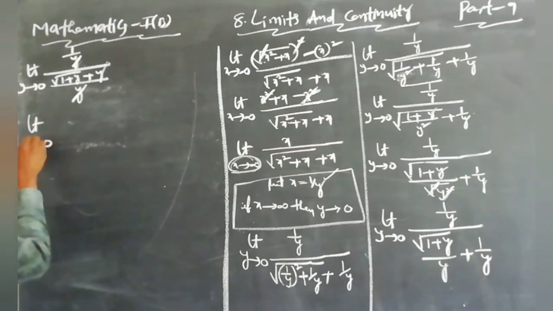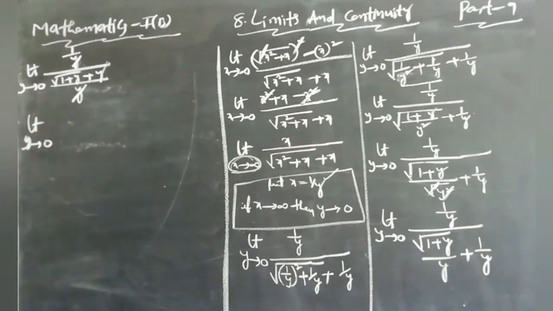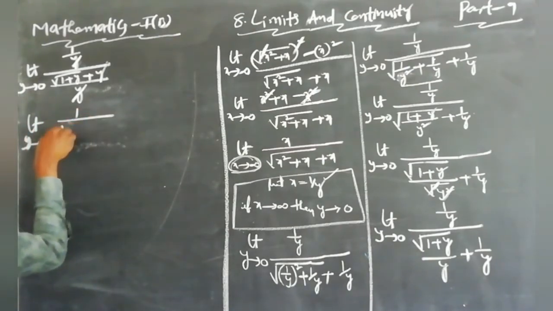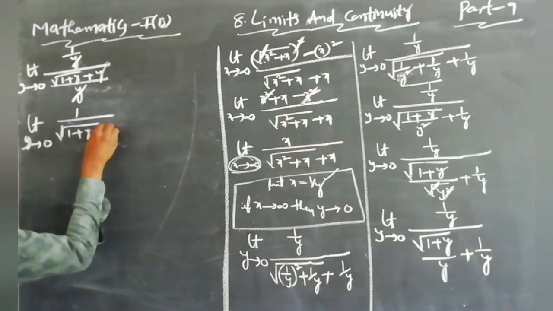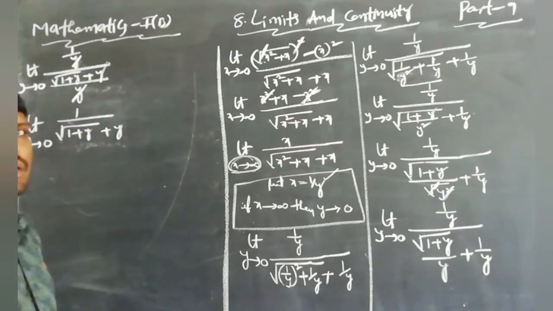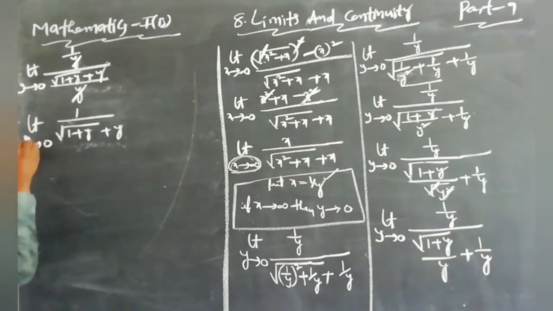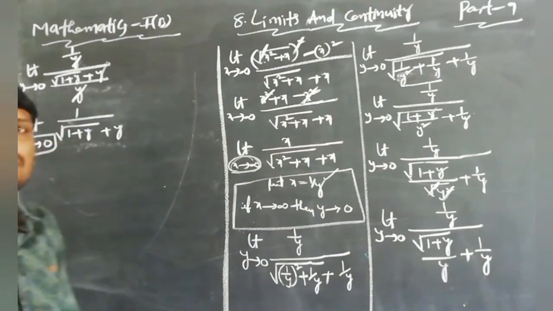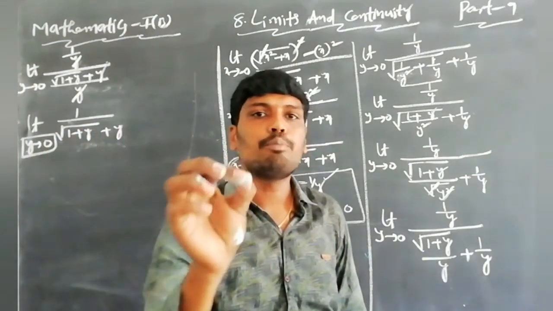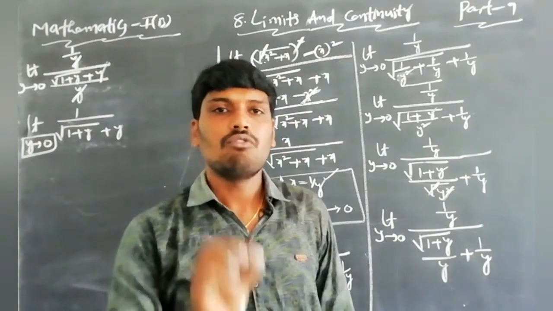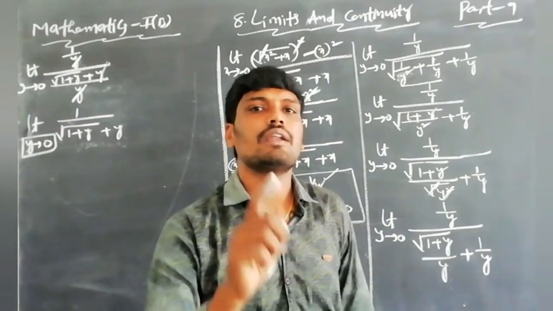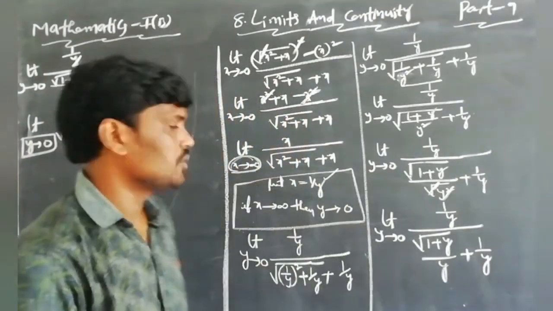Limit y tends to 0 of 1 by square root of 1 plus y plus y. Here we can apply the limit. What is the meaning of y tends to 0? Y tends to 0 is nothing but y approaches 0, which means you can write 0 in place of y.